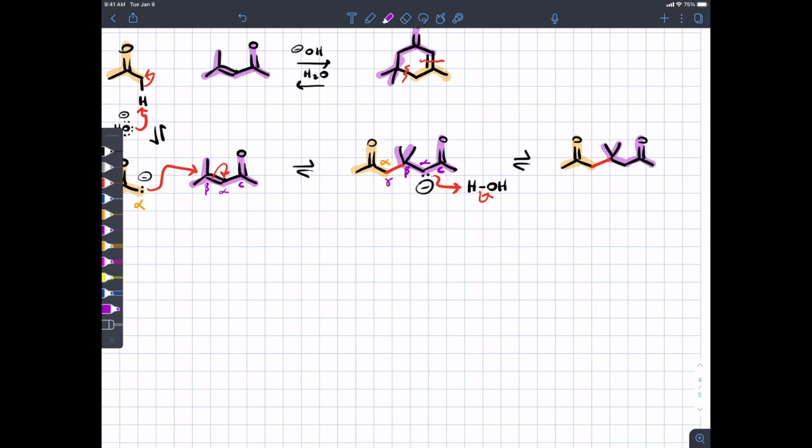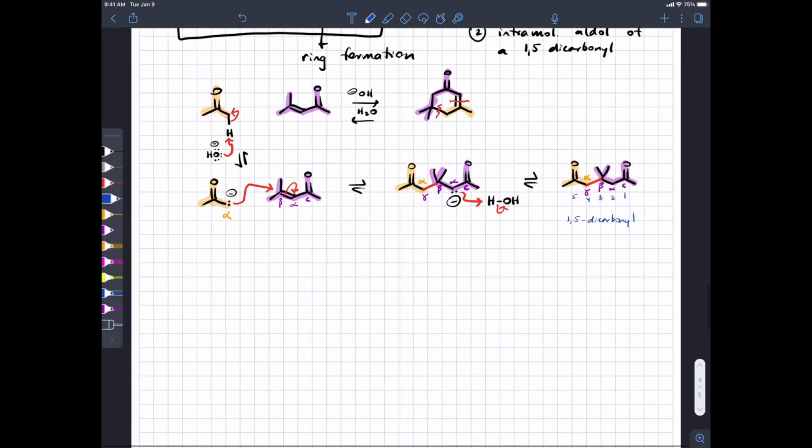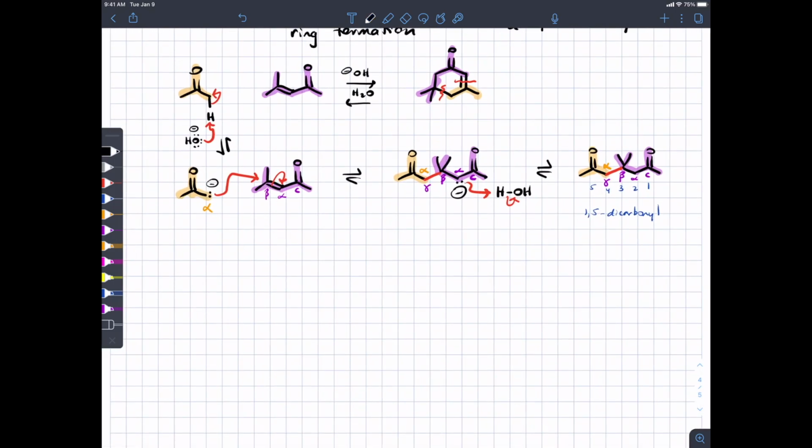1,5-dicarbonyl compound. Again, carbonyl carbon, alpha, beta, gamma, and the gamma carbon is alpha to another carbonyl. Alternatively, the carbonyls are on atoms 1 and 5, so it's a 1,5-dicarbonyl compound. Okay, that's the Michael reaction.